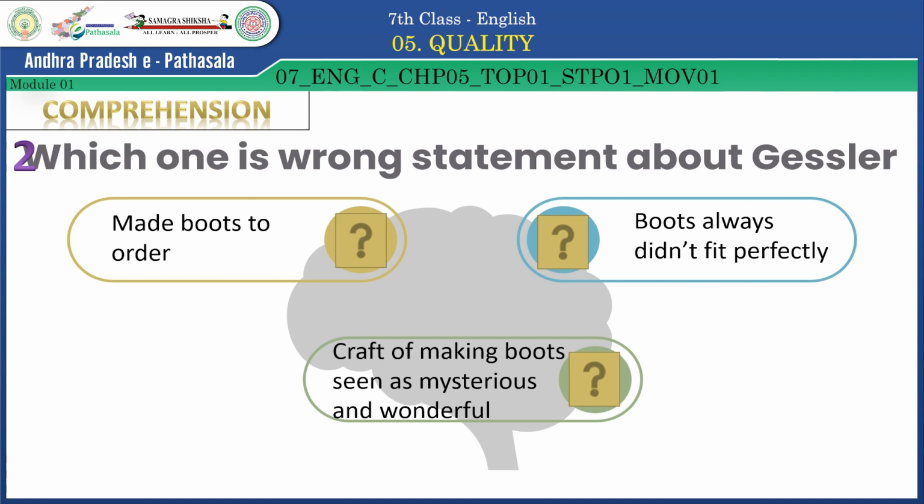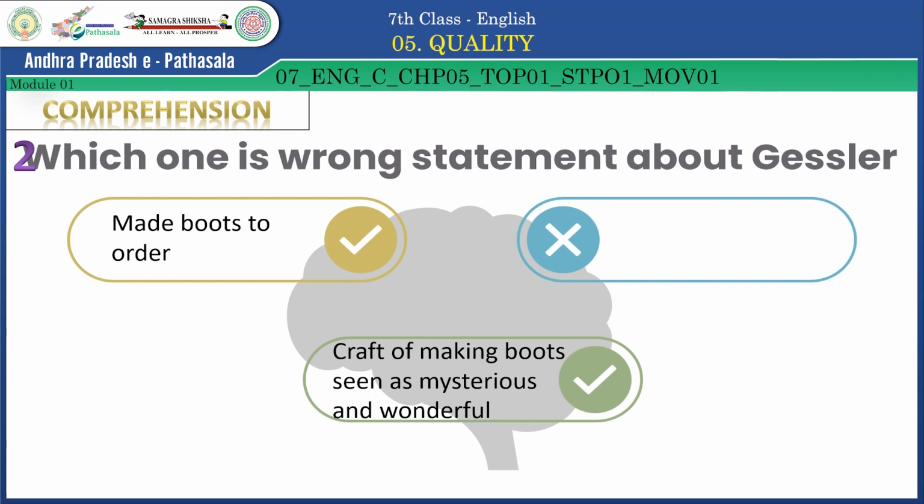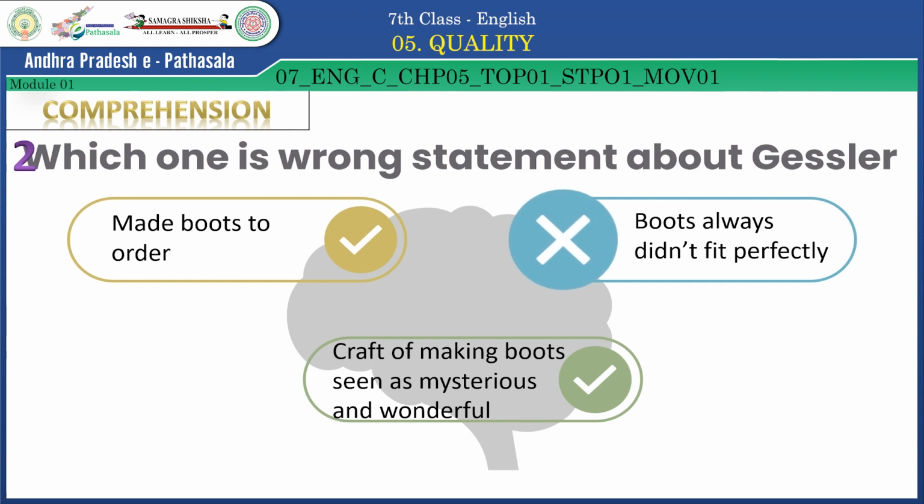Yes, the second statement is wrong here. Let us correct this wrong statement. The correct statement should be: boots always fit perfectly. Jessler made boots to order. Boots always fit perfectly. Craft of making boots seen as mysterious and wonderful. Now let us continue with the lesson.